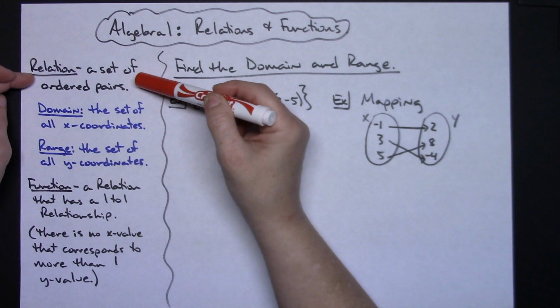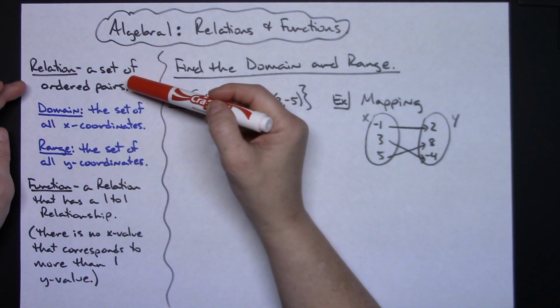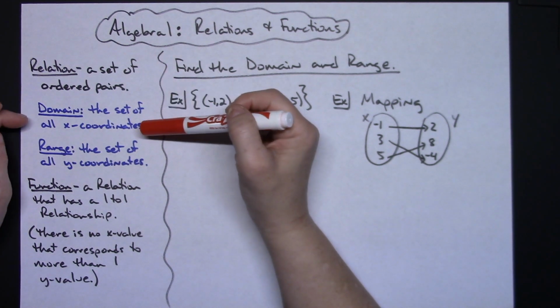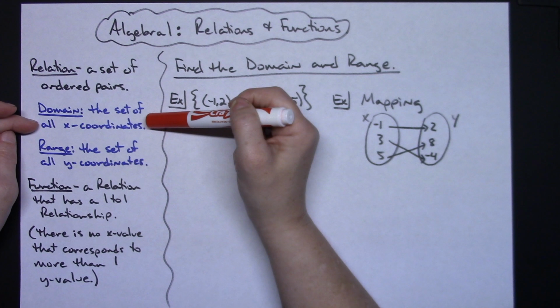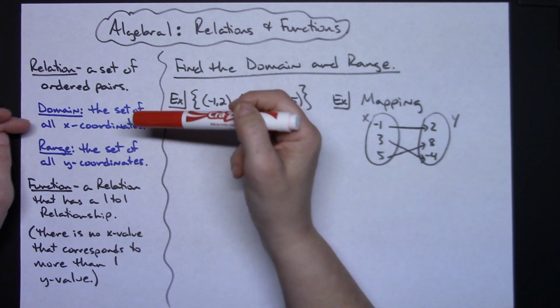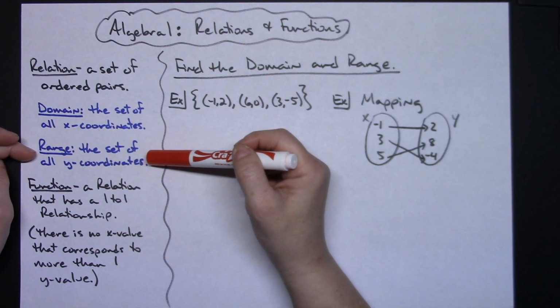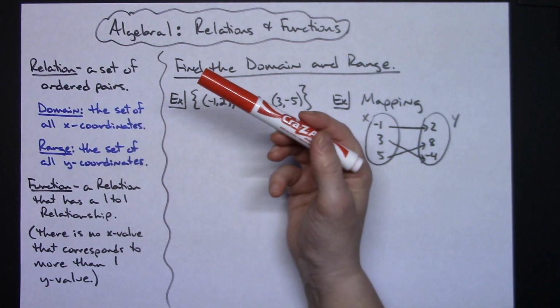So you're going to see some set notation and then ordered pairs within that set notation. When looking at a relation, a set of ordered pairs, we can define the domain as the set of all x coordinates, and we can define the range as the set of all y coordinates. So those are two things that we can identify really easily when we are given a relation.